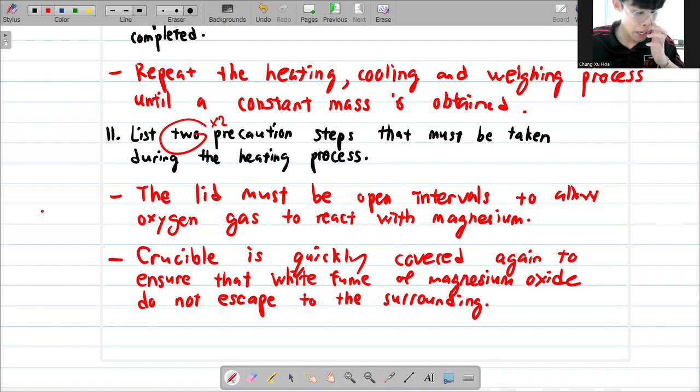Or you can say the crucible is quickly covered again to prevent the white film of magnesium oxide from escaping to the surrounding. The sentence is a little bit different, but it's the same thing. Crucible is quickly covered again to ensure that white film of magnesium oxide does not escape to the surrounding. Done. That's your 2 marks. If I'm not mistaken, it's a 2 marks question.